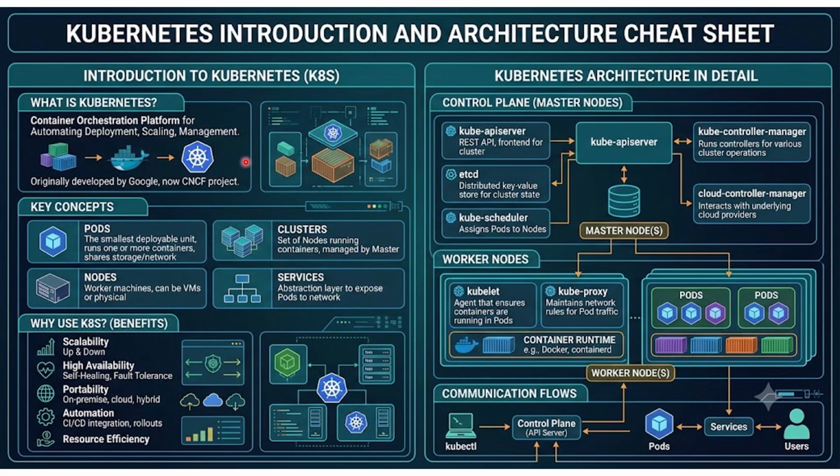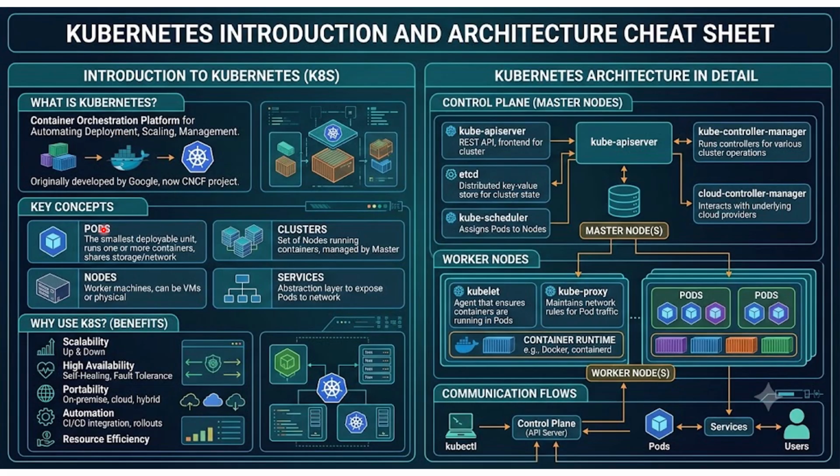Kubernetes was originally invented by Google and is now maintained as an open source standard under the CNCF, that is the Cloud Native Computing Foundation, and it is also known as K8s. It is an open source container orchestration platform designed to automate the deployment, scaling, management, and network routing of containerized applications. So now what are the key concepts here?